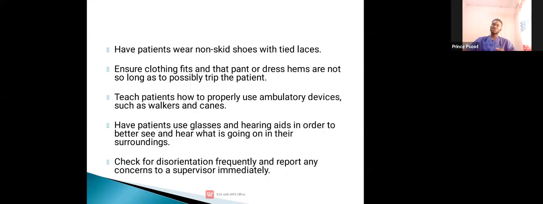Have patients wear non-skid shoes with tied laces. Ensure clothing fits and that pants or dress hems are not too long. So you teach the patient how to use assistive devices such as the walkers and the canes.